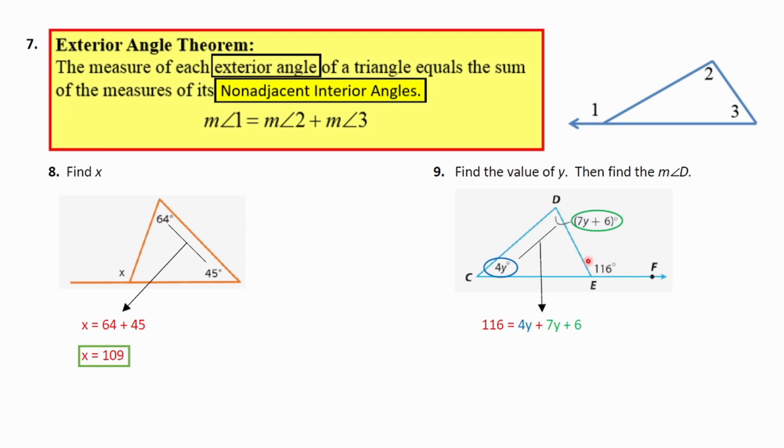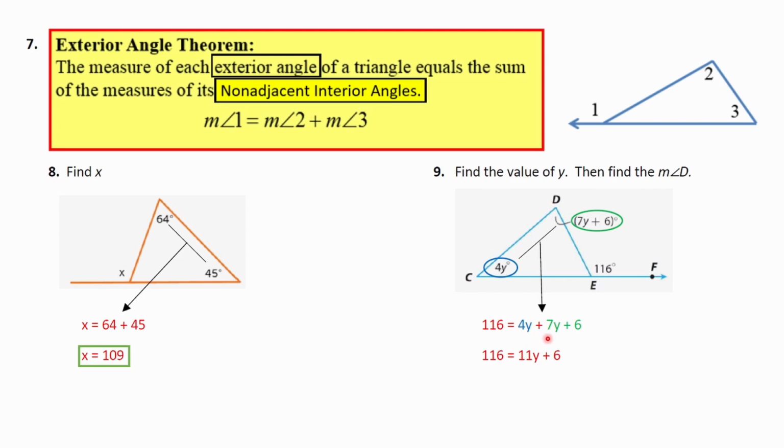So I have 116 degrees. This looks a little different because my image is kind of flip-flopped from above, but that's my exterior angle out here. And then these two that are marked in blue and green are my two interior angles. So I'm going to add those together and set them equal to my exterior angle.